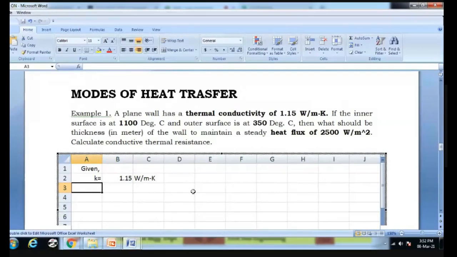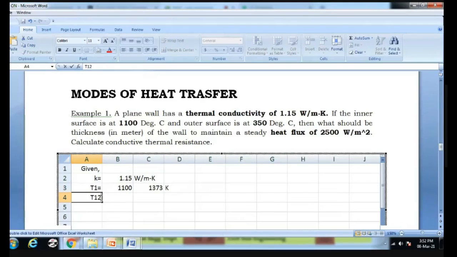k is thermal conductivity. For temperature, there are two surfaces. T1. What is T1? 1100 degrees Celsius. I can convert that into Kelvin. How to convert into Kelvin? Add 273.15. Correct. No, you just take 273. No need to have 0.15. Please remember, consider only 273 so that your answers will match with the others. Just add 273, you have 1373 Kelvin.